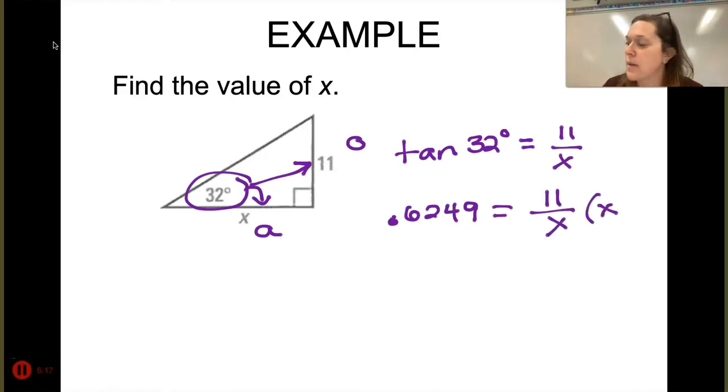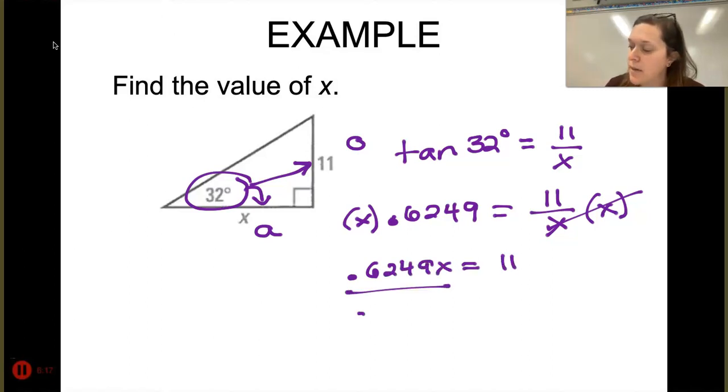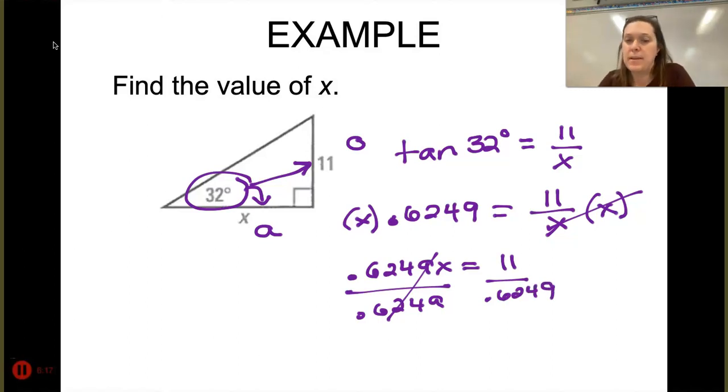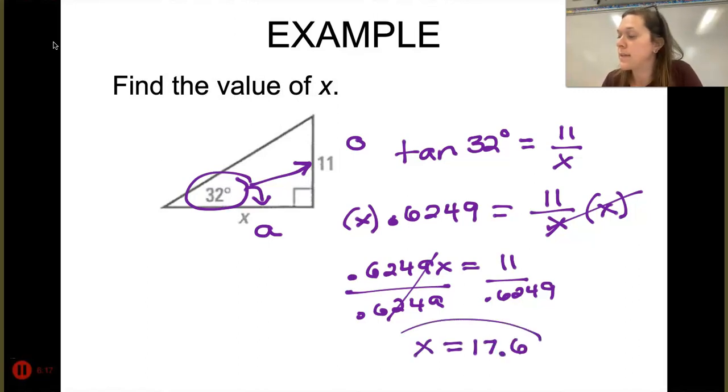Solving for x, multiply by x on both sides, that cancels there. So now I have 0.6249x is equal to 11. Divide by 0.6249, cancels out here. So now I get 11 divided by 0.6249, which is about 17.6 if I round to one decimal place.